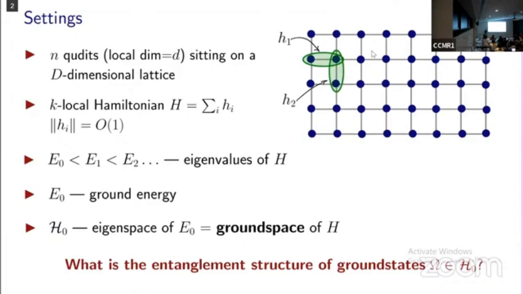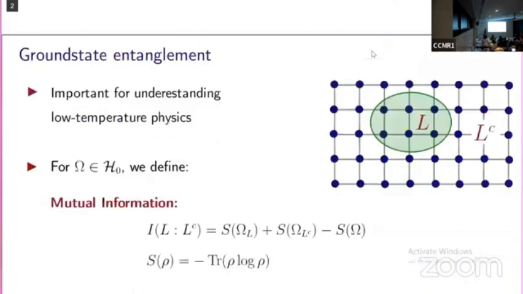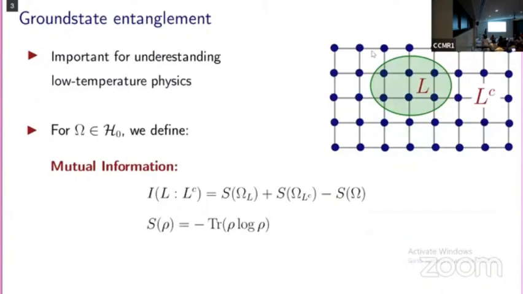And a major question that people ask, in particular in physics, is what is the entanglement structure of states in this eigenspace. What do we mean by that? If I partition the system into two parts, L and the rest of the system, how much entanglement do I have between these two parts? To quantify that, one useful quantity is the mutual information. This is the well-known formula for mutual information. And I can ask, for a typical ground state in such a system, how much mutual information do I have across the system?